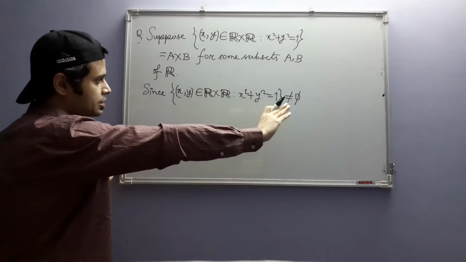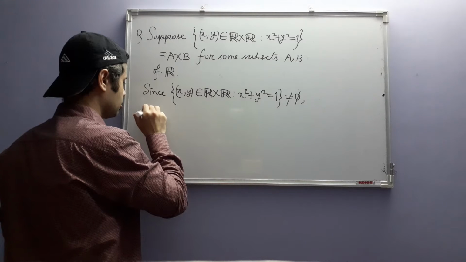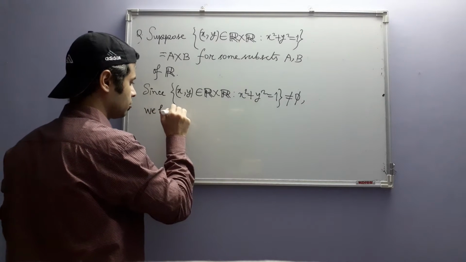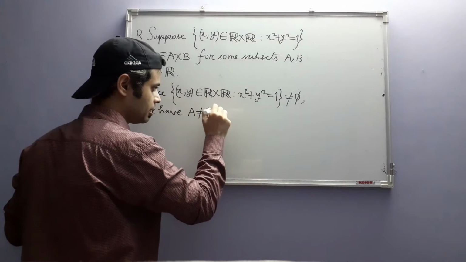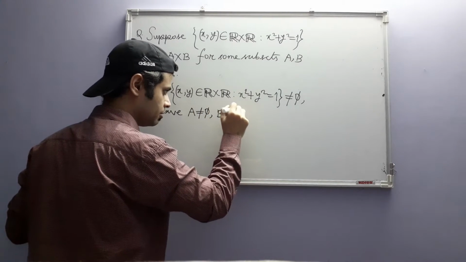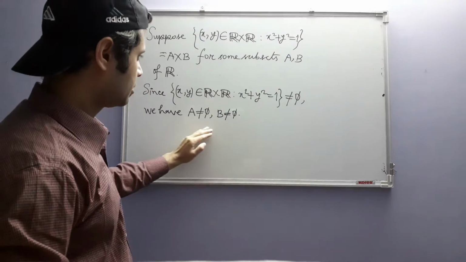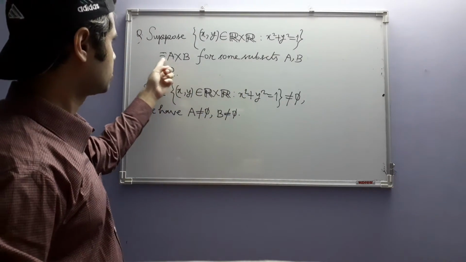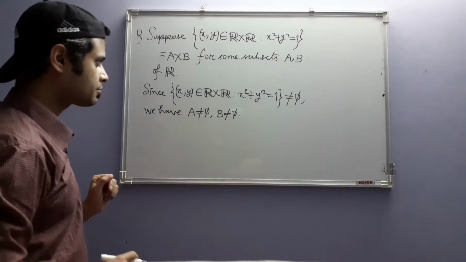Okay, since this set is non-empty, we have A has to be non-empty and B also has to be non-empty. Because if one of them or both of them are empty, then the Cartesian product is empty. So it cannot be equal to this. So this is the first thing.